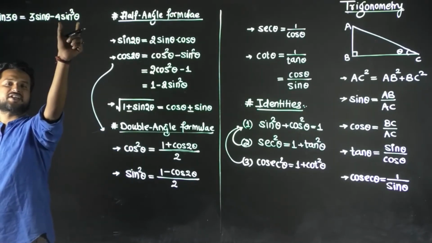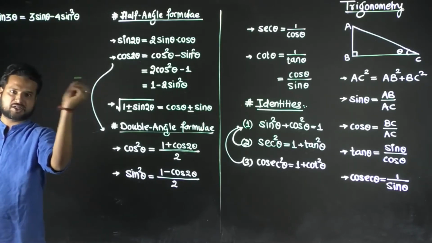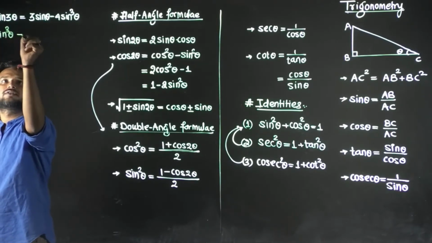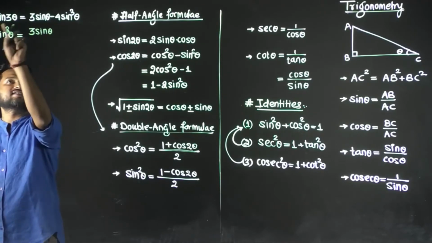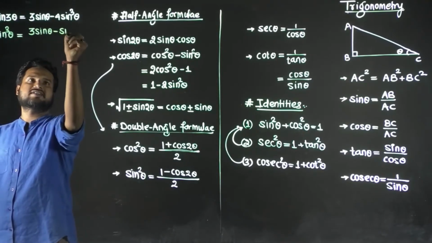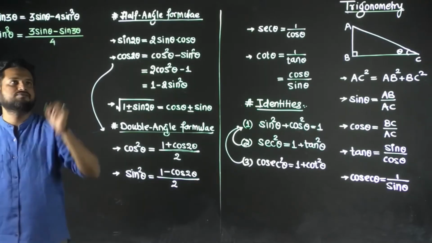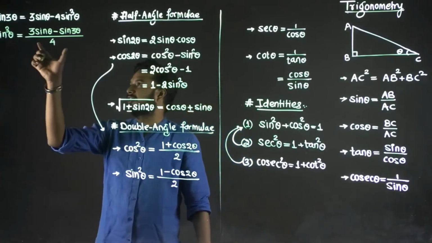See, this minus 4 sine cube you can see, let me take it to the left hand side. So it will be 4 sine cube theta. Keep this as it is, 3 sine theta, and this sine 3 theta on the right hand side. So it will be minus sine 3 theta, the whole divided by 4. Is this clear? So sine cube can be converted like this.